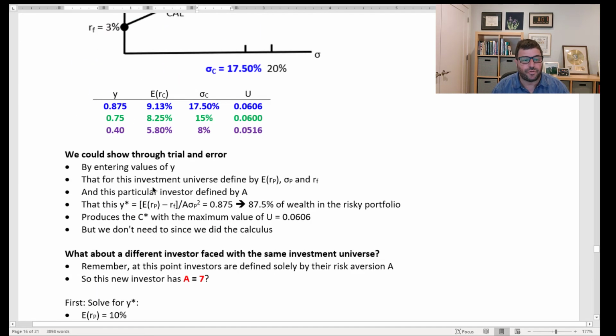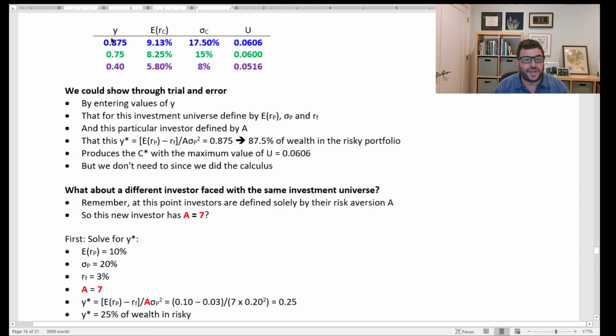Now we could show through trial and error by entering in more values of y that for this investment universe defined by this risky and risk-free, and for this investor defined by A, that this y produces the maximum utility. I could just keep plugging in different values of y given these outcomes and show that I would get smaller and smaller values of U. But I don't have to do that because we did the calculus.